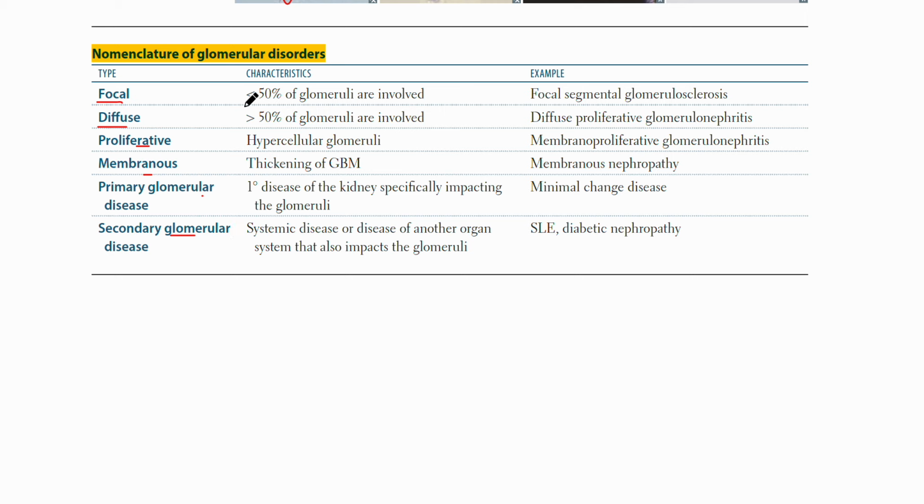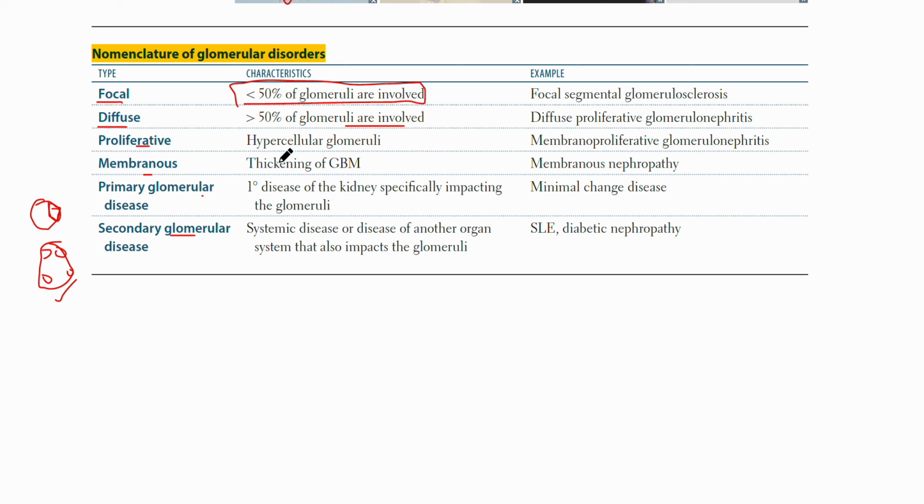In focal, less than 50% of glomeruli are involved. For example, let's say this is the glomerulus, right? Less than 50%, this part is involved, this is focal. And this is another glomerulus. When this part, this part, and this part are involved, this is diffuse, that is, more than 50% of glomeruli are involved, but diffusely, right?